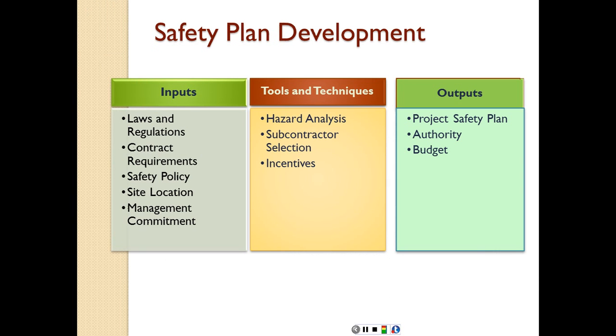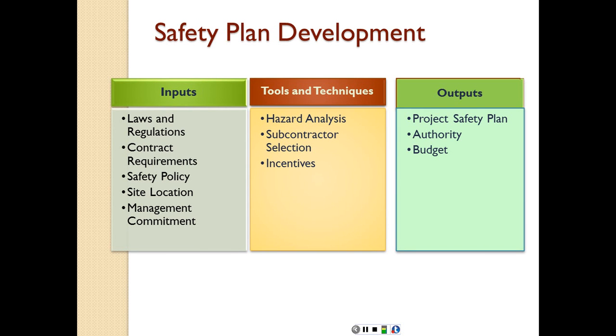So looking at the first step, which is the safety plan development, we have the inputs, the tools and techniques, and the outputs. Among the inputs, we have the laws and regulations, again, basically state laws, federal laws, district laws sometimes. So these are primarily the OSHA regulations. Contract requirements, which might be something over and above the OSHA regulations. Safety policy, how are we going to maintain these? Site location, the analysis of the job conditions itself, and the management commitment.